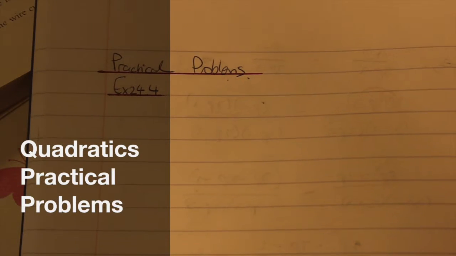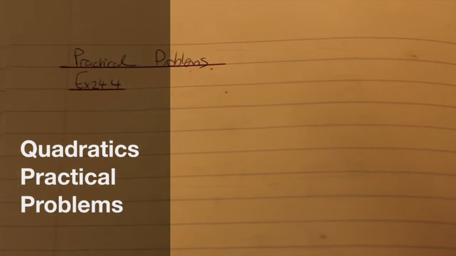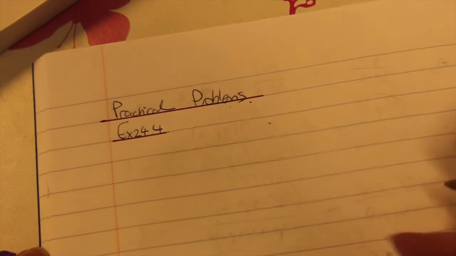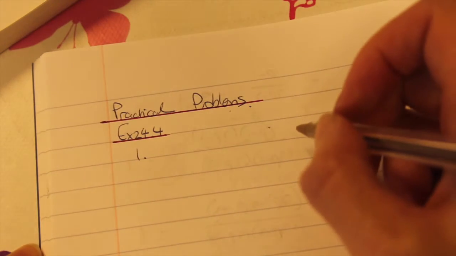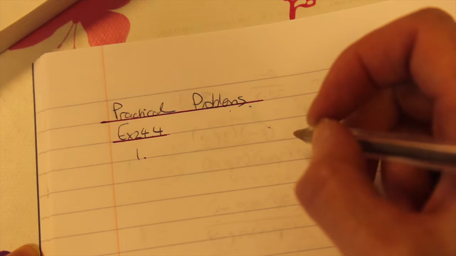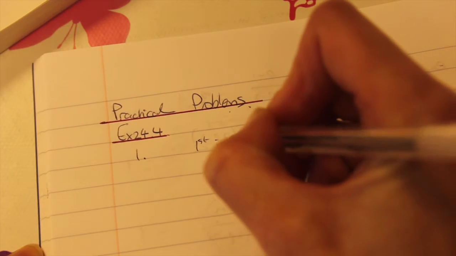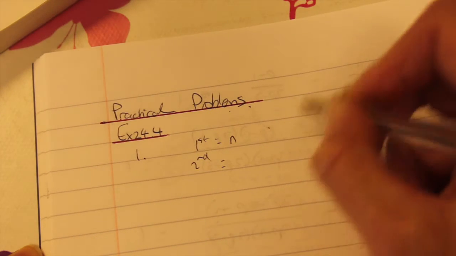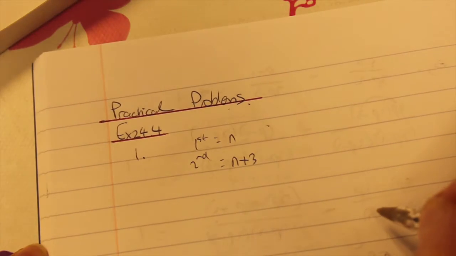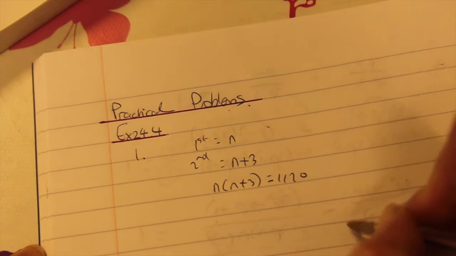I'm going to have a look at some practical problems using quadratics, and this is basically based on exercise 24.4. So question 1 says two positive whole numbers which have a difference of 3 and a product of 1,120. Find the numbers. So first of all, the first number is n. The second number's got a difference of 3, so I'm going to call it n plus 3. And you're told the product of those two numbers equals 1,120.